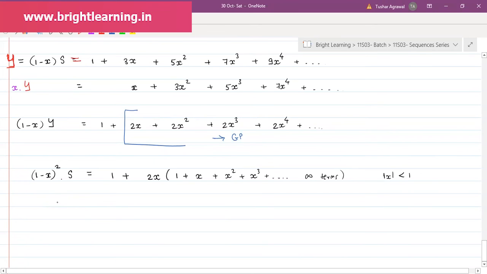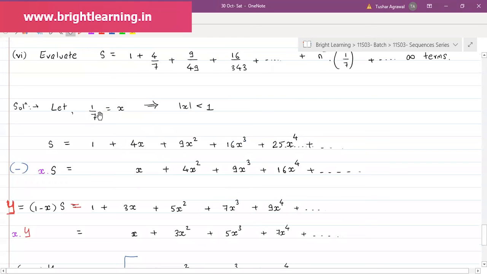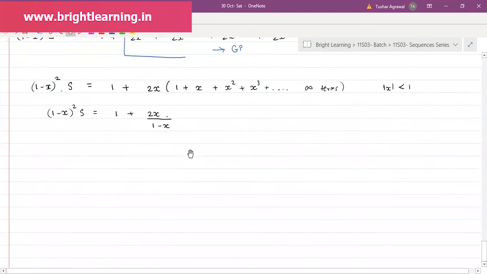So this is (1 minus x) whole square into s. This is equal to 1 plus 2x into a upon 1 minus r. a upon 1 minus r is 1 minus x. What was my x? My x was 1 by 7. So just resubstitute 1 by 7.